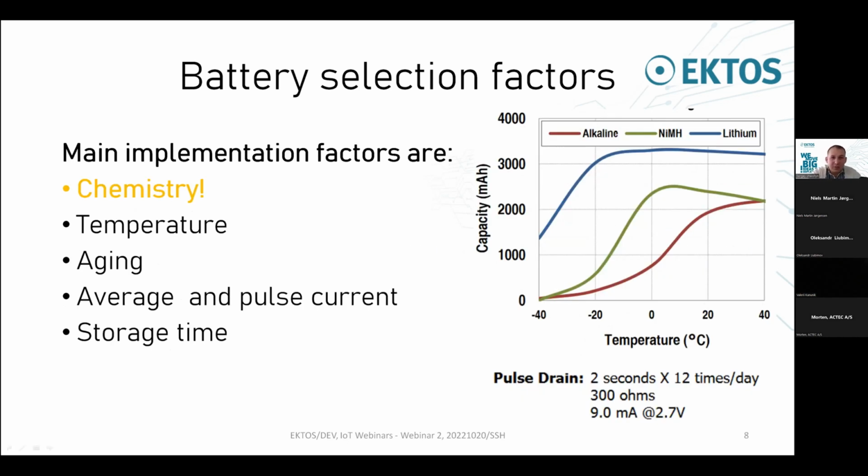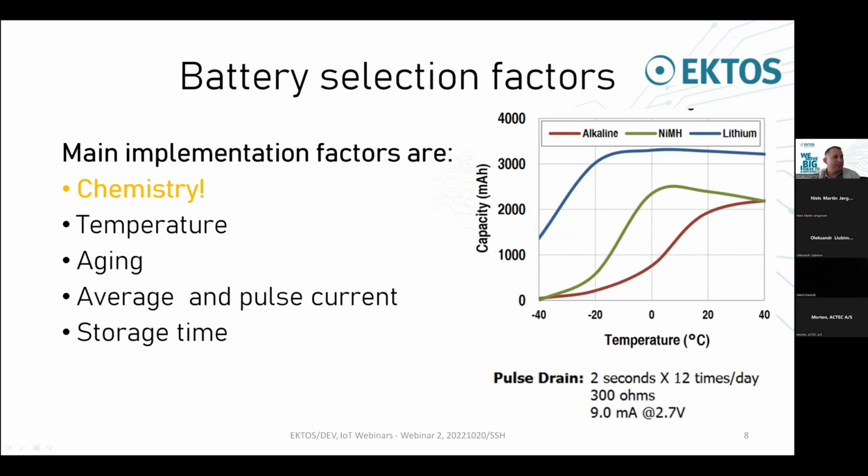There are some selection factors from a technical point of view. The main factor is the battery chemistry. This is basically the main parameter for the battery, which defines most of the other parameters, including cost.